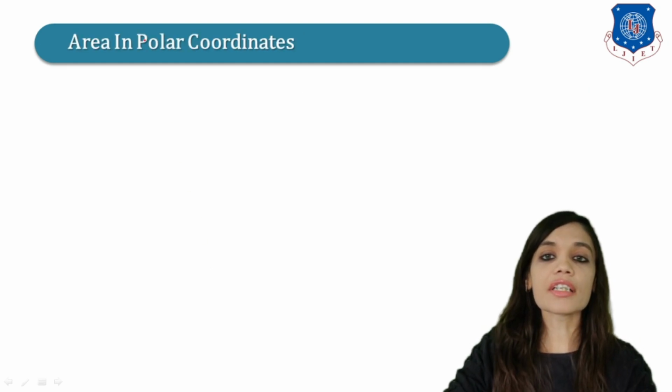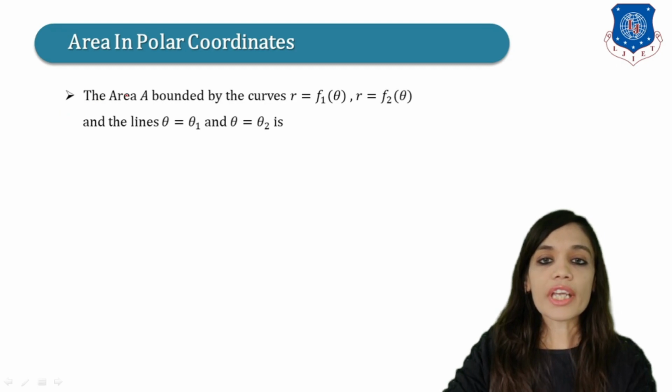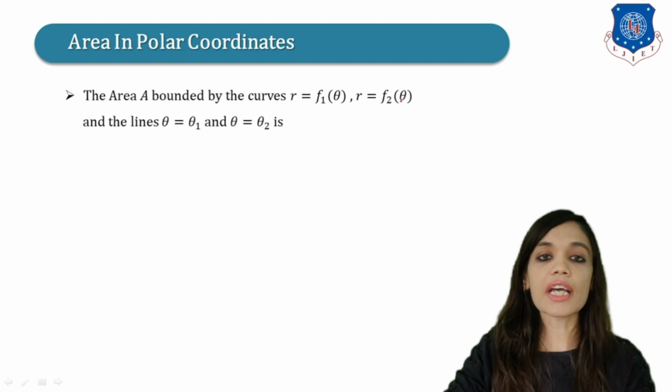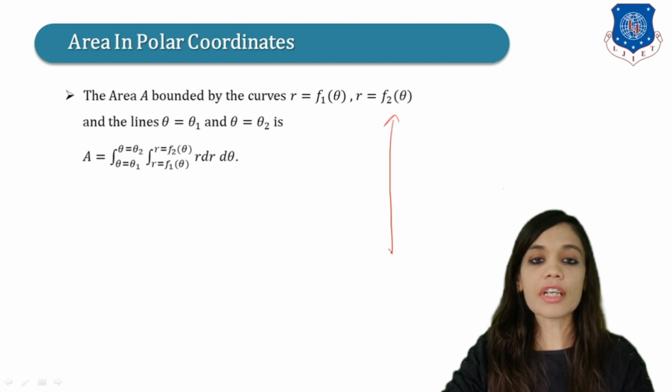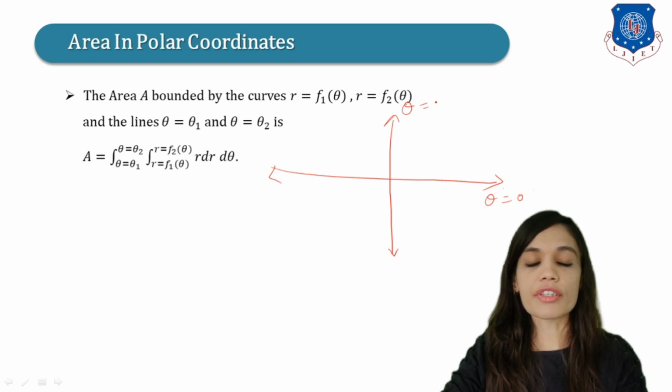Now let us study area in polar coordinates. Okay. So the area bounded by the curves r equals f1 of theta and r equals f2 of theta, and the lines theta equals theta 1 and theta equals theta 2. Here consider the r and theta plane, right? So this is our initial line, theta equals 0. This is our line, theta equals pi by 2.